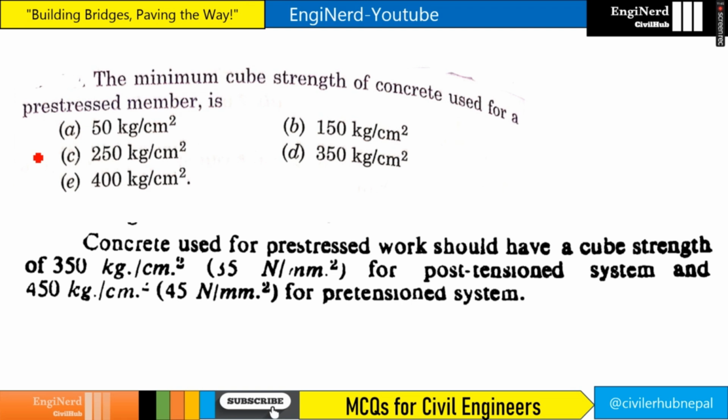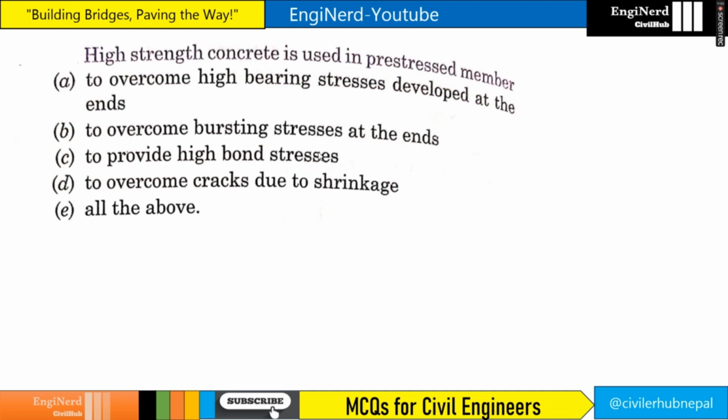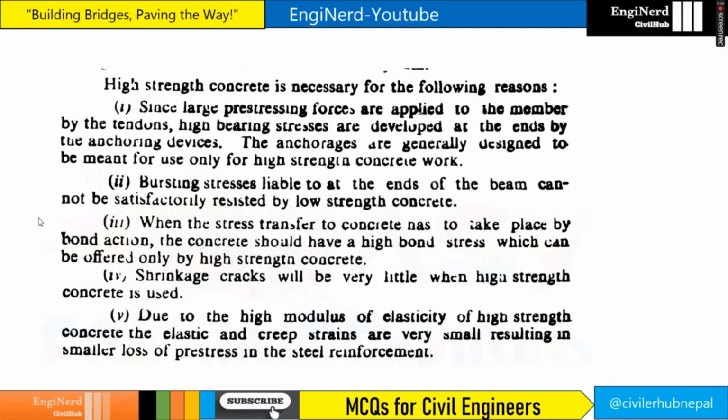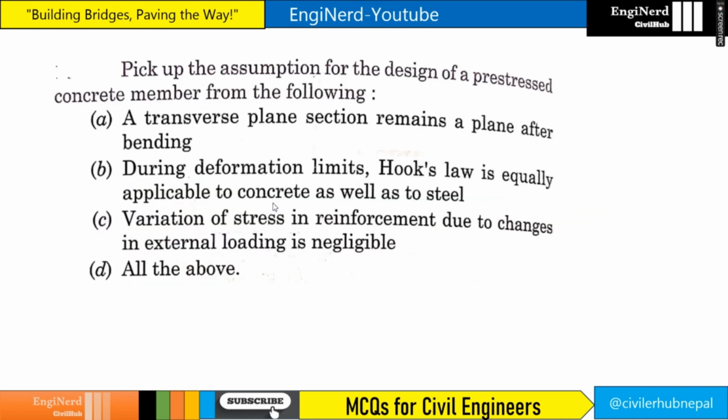The minimum cube strength of concrete used for a prestressed member is 350 kg per centimeter square, that is 35 Newton per mm square. High strength concrete is used in prestressed members. Why? Because to overcome high bearing stress, right? To overcome bursting stress at the ends, to provide high bond stresses, right? And to overcome cracks due to shrinkage. All of the above. We have already discussed this. Let's go to the next.